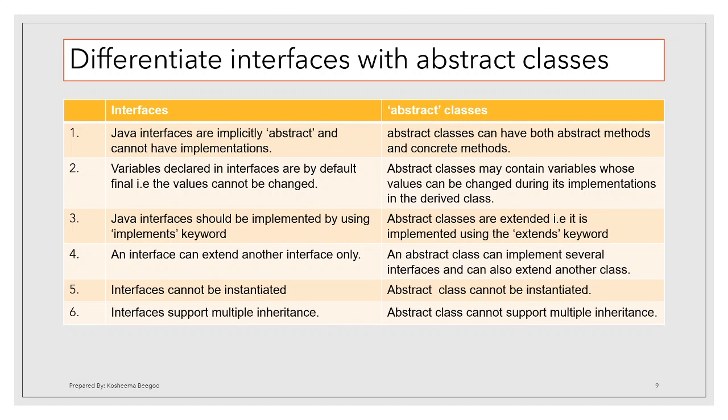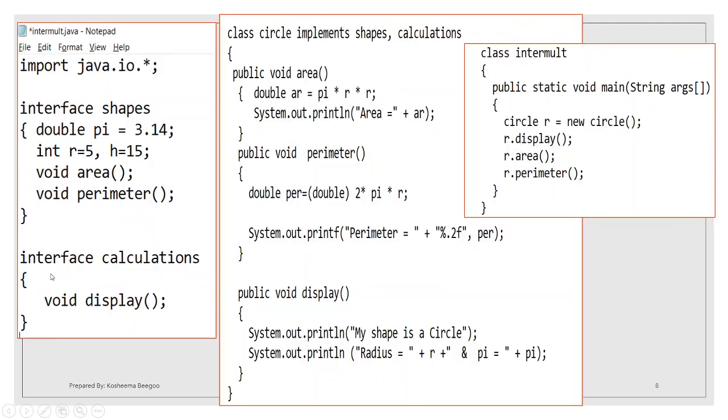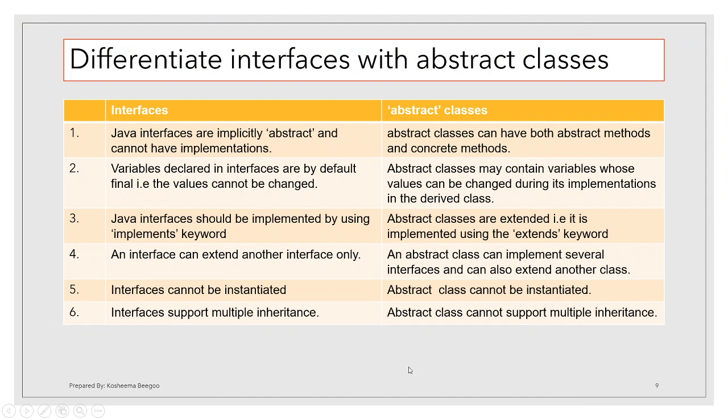Java interfaces should be implemented by using the implements keyword with an S at the end. Abstract classes are extended, that is, they use the extends keyword. An interface can extend another interface only. Like here, we could have interface calculation extends shapes. If we had another interface, it would not be possible to put a comma because of the extends keyword. This was also possible.